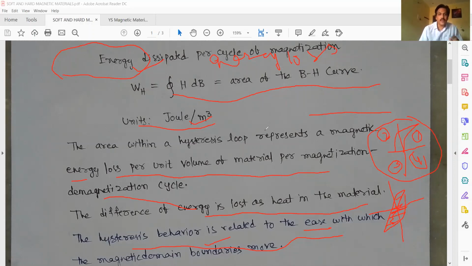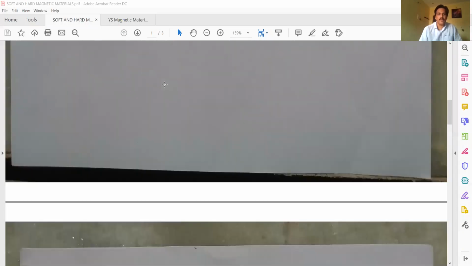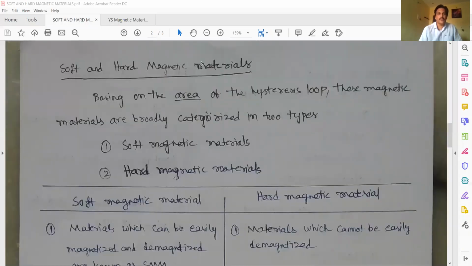Next, based on the area of the loop, the magnetic materials are broadly classified into two types: soft magnetic materials and hard magnetic materials. How are they classified? Based on the area of the hysteresis loop.